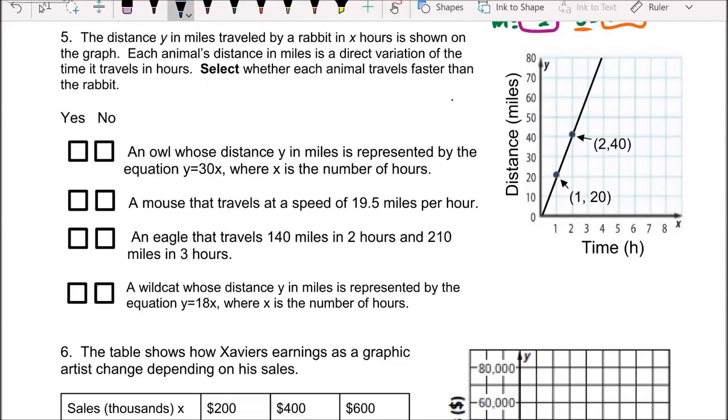Number 5. On number 5, you're going to earn 3 points. The first 2 correct answers are 1 point. The third correct answer is 2 points. And the fourth correct answer is 3 points.